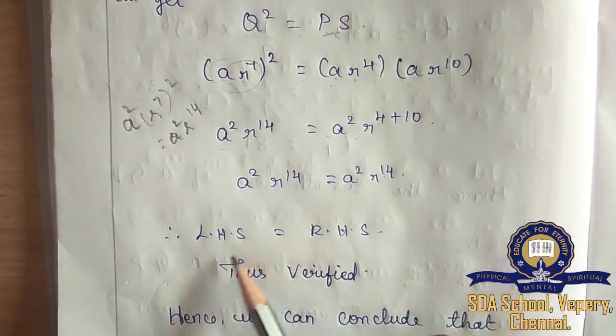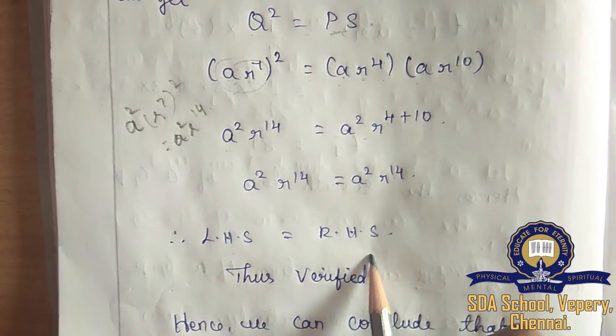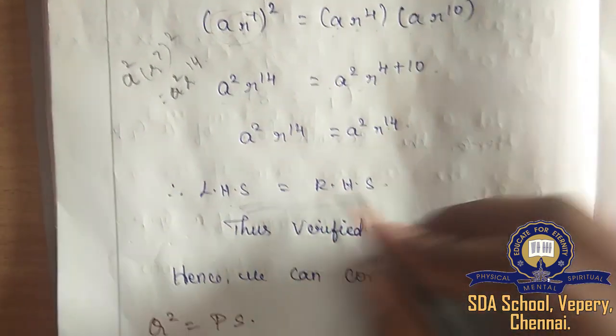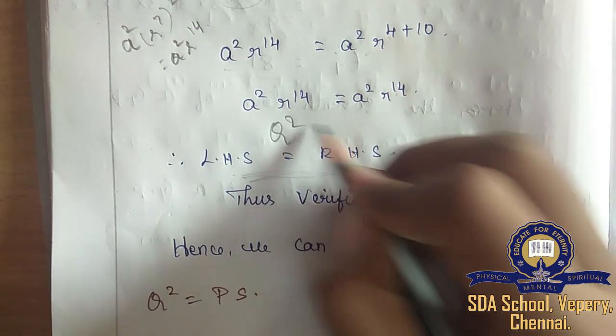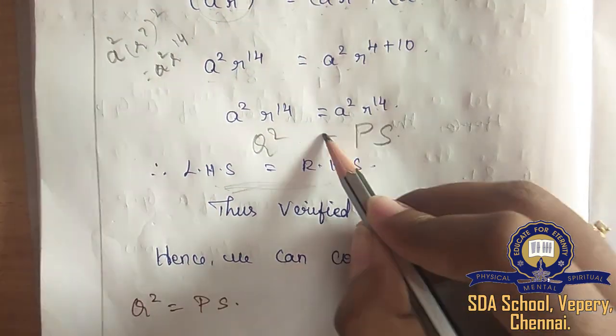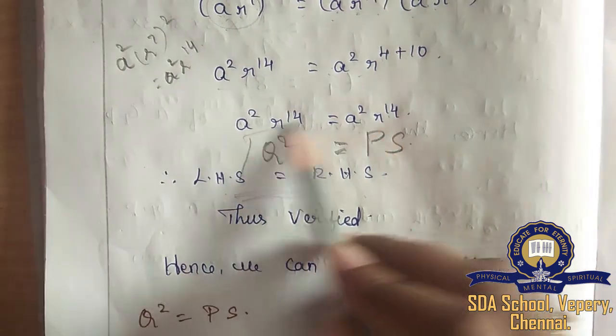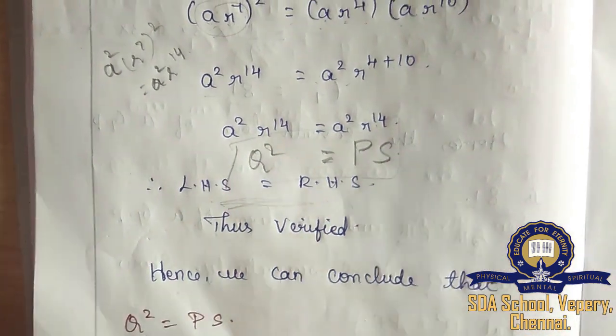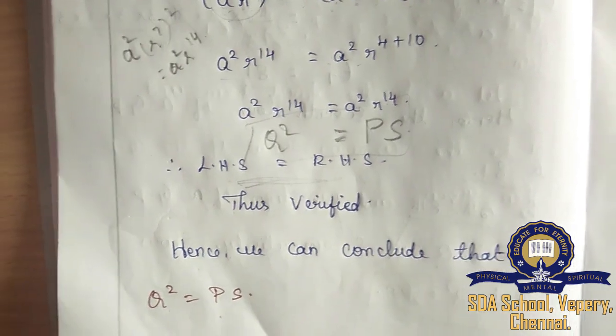So here I got the left hand side equal to the right hand side. So this is the condition I want. So what do I have to prove? This is Q square and this is P into S, right? So can I conclude Q square is equal to PS? So the given condition is satisfied. So this is the solution here.